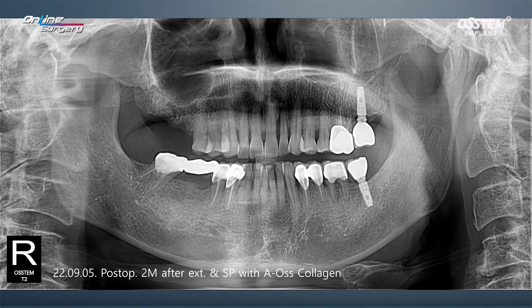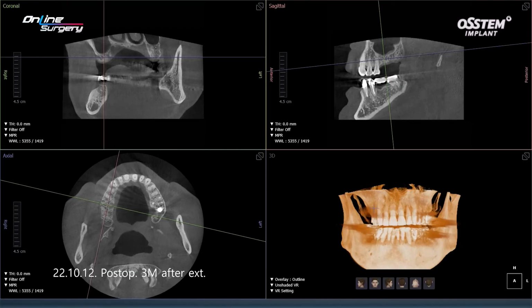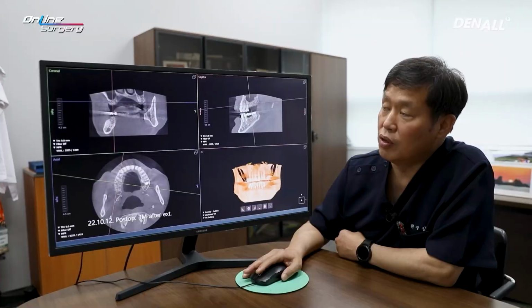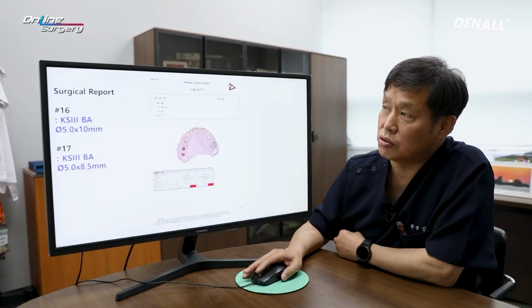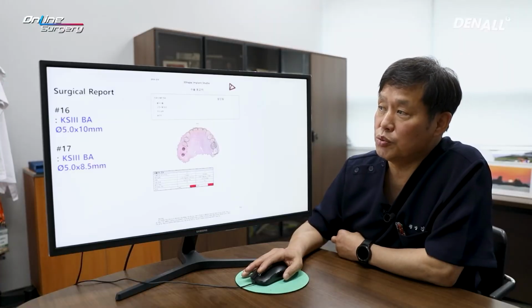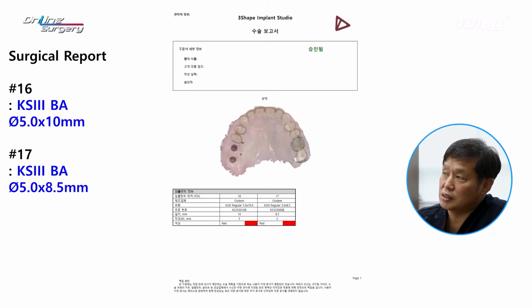Approximately 2 months later, a panoramic X-ray was taken. 3 months later, CT was taken again, and the decision was made to proceed to surgery. Preparations were made, as you can see, for number 16 KS3 BA surface 5.0 by 10 mm, and for number 17 KS3 5.0 by 8.5 was planned.